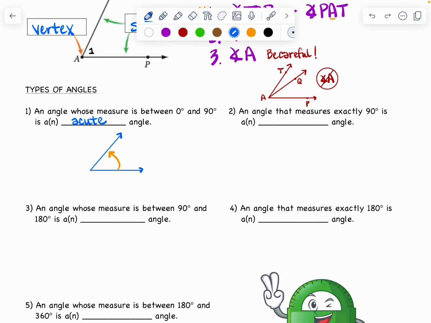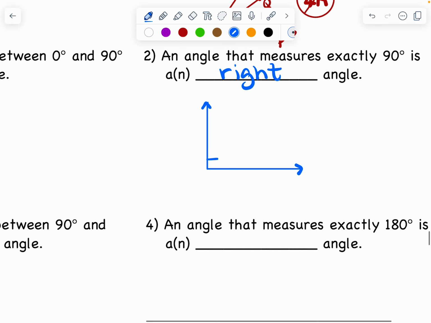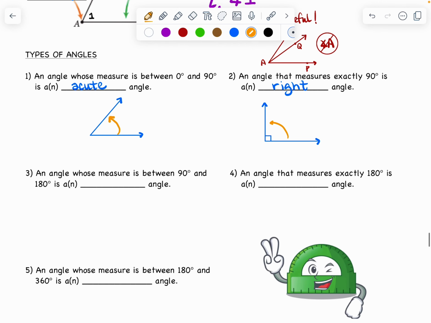All right, an angle that is exactly 90 degrees is a right angle, which of course looks like this. And don't forget, the only way you can prove without a shadow of a doubt that it's a right angle is if you see a right angle box in the corner, right? If that right angle box is not in the corner, then you may not assume that it is a 90-degree angle, even if it looks like one. Okay, you have to be able to prove things are true. You are not allowed to make assumptions.